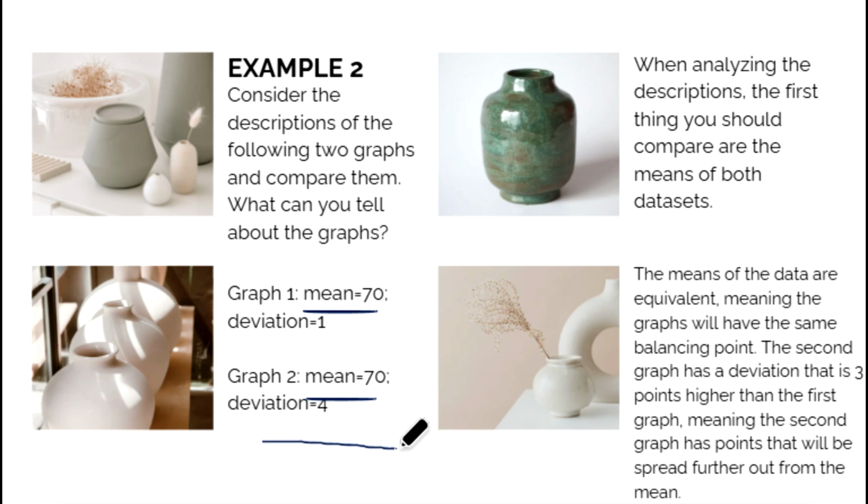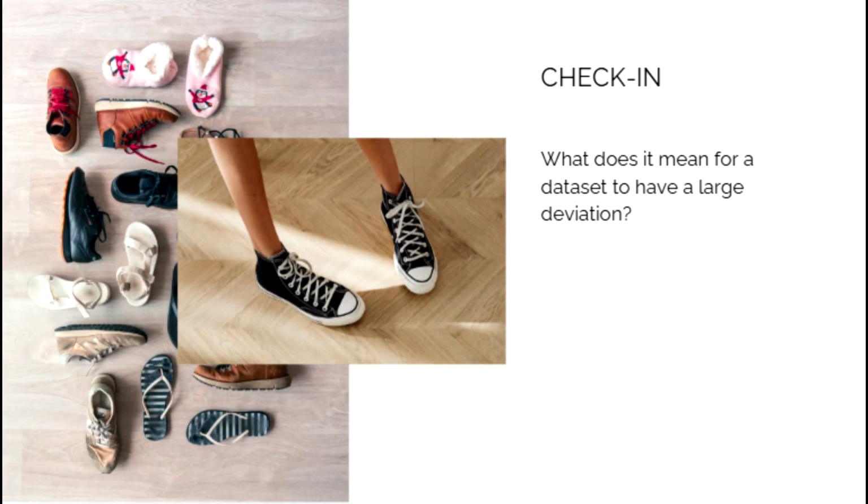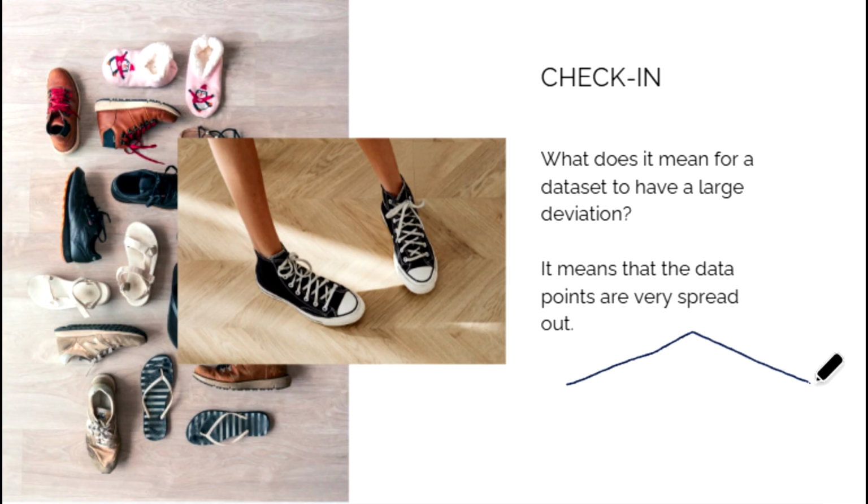So it's going to be longer, and this top one is going to be shorter and more clumped. Here's a check-in. What does it mean for a data set to have a large deviation? If you figure out the standard deviation or average deviation, and it's a big number, what does that mean? It means the data points are very spread out. You're going to have something that looks more like this with data points than something that looks more like this.